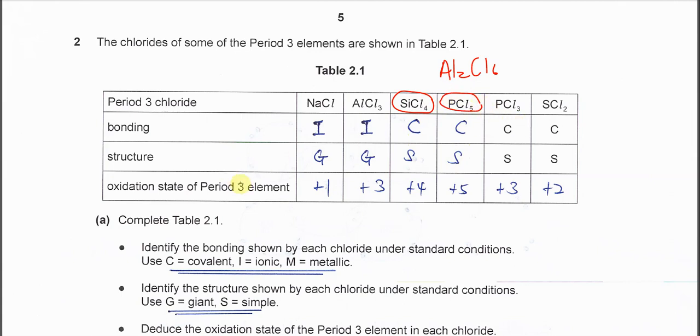Okay, oxidation state of the period 3 elements. Period 3 elements are sodium, aluminum, silicon, phosphorus, and sulfur. Because chlorine is -1, sodium is +1. Then aluminum is +3, silicon is +4, phosphorus is +5. Okay, PCl3, the phosphorus is +3. And this sulfur is +2, right?